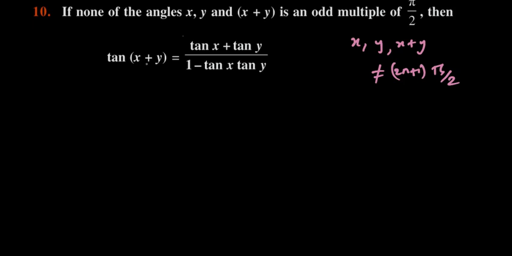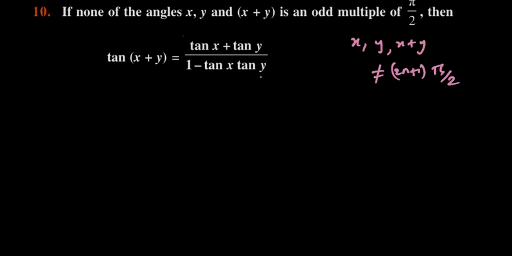So for the tan function, angles should not take the value of odd multiples of pi by 2. Only (2n plus 1) into pi by 2 is not possible for the tan function. So if x, y and x plus y are not equal to (2n plus 1) into pi by 2, we have to prove tan of x plus y equals tan x plus tan y by 1 minus tan x tan y.